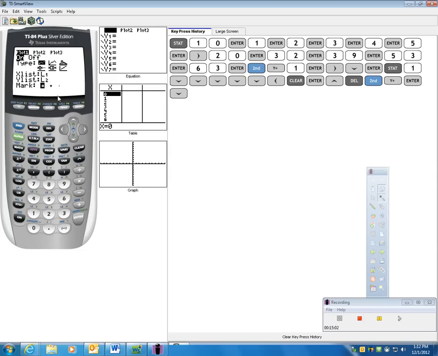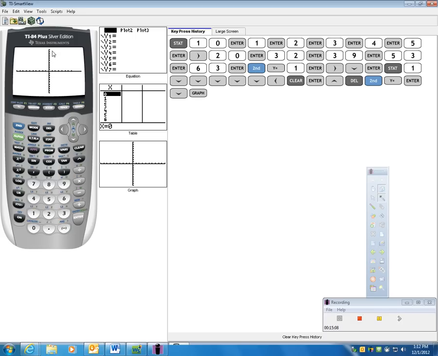Now, before I graph this, or if I hit graph, let me just hit graph, you won't see anything. And you might be like, why in the heck don't I see anything? Well, look at this graph carefully. The X values go from 0 to 10, and the Y values go from 0 to 10. But look at my table.